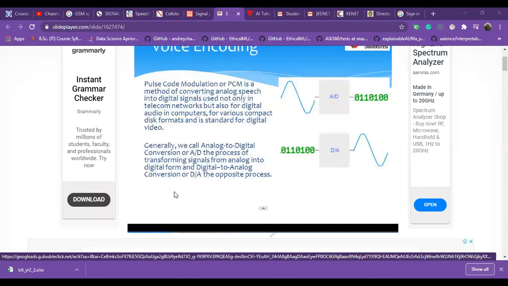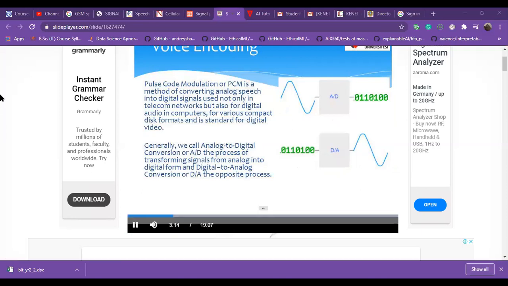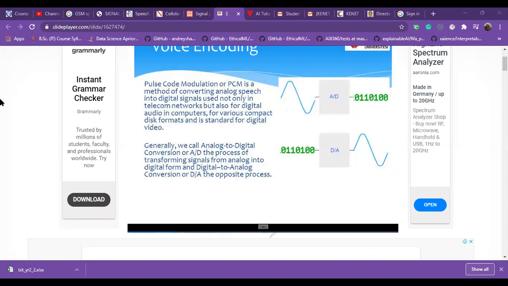Voice encoding. Pulse code modulation, or PCM, is a method of converting analog speech into digital signals used not only in telecom networks but also for digital audio in computers, for various compact disc formats, and is standard for digital video. Generally, we call analog to digital conversion, or AD, the process of transforming signals from analog into digital form, and digital to analog conversion, or DA, the opposite process.